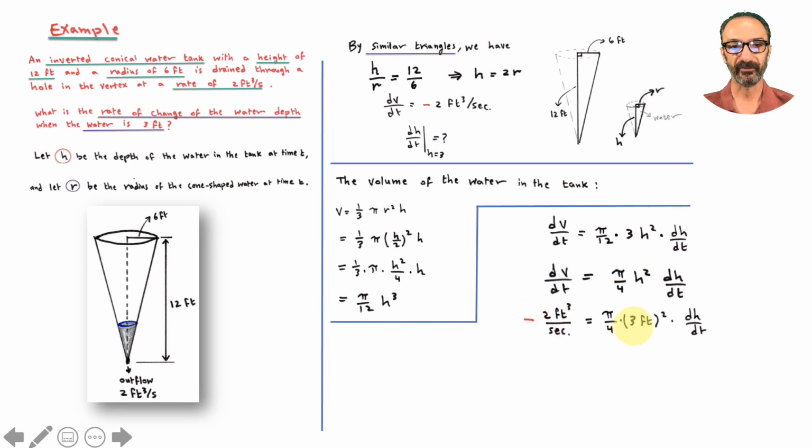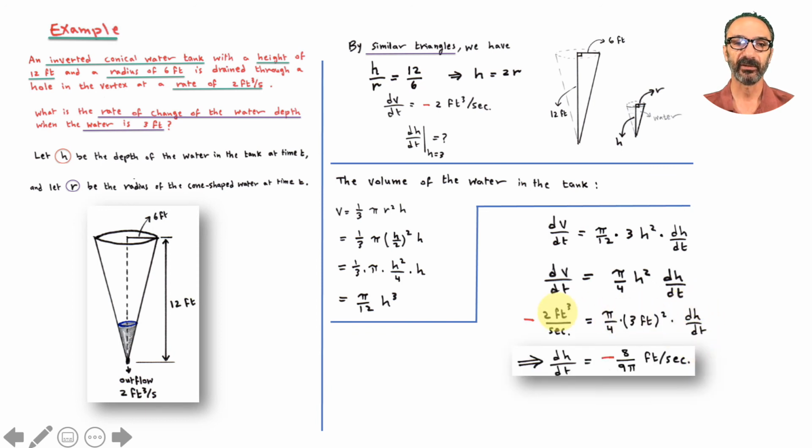As I mentioned earlier, I don't want to read the whole thing. Do the math and solve for this. Be careful with the units. My answer is negative 8 over 9 pi feet per second. Why negative? It should be negative because the height of the water decreases as the volume decreases. So the depth of the water is decreasing at a rate of 8 over 9 pi feet per second. If you write decreasing, you don't write the minus sign.